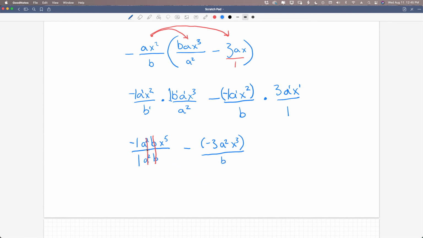Okay, so now we need to simplify. So we have a negative 1 over 1 with an x to the 5. So what that ends up being is we can eliminate the 1. We know that's a whole number now because anything over 1 is a whole number. We have negative x to the 5 because negative 1 over 1 is just negative 1, and we usually drop the 1. Now we have a negative and a negative, so it's going to be a positive 3a squared x cubed over b. And that is your final answer.